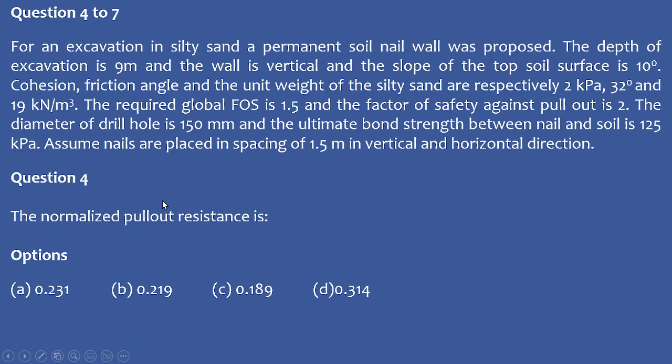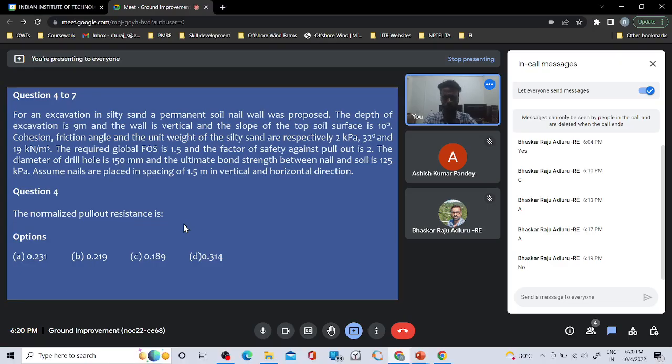The required global factor of safety is 1.5. The factor of safety against pullout is 2. The diameter of drill hole is 150 mm and the ultimate bond strength between nail and the soil is 125 kPa. We are assuming nails are placed at a spacing of 1.5 meter in vertical and the horizontal direction. So basically you need to find out first the normalized pull-out resistance. You can read the question by yourself also. Then I'll explain the first part.